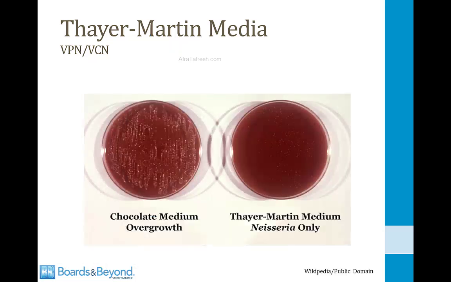And here's an example of how it works. So on the left we've got chocolate agar, and you can see that lots of different bacteria are growing. On the right there's the Thayer-Martin medium, so the chocolate agar has been supplemented with vancomycin and polymyxin and nystatin. And now you just have some small dots, and those are little colonies of Neisseria that are growing because that's the only bug that will grow on the Thayer-Martin medium.